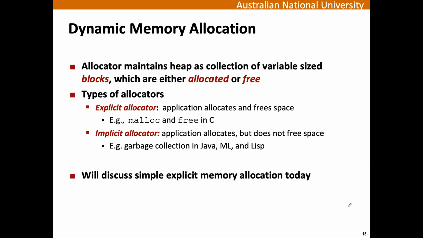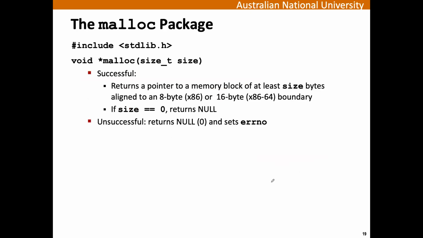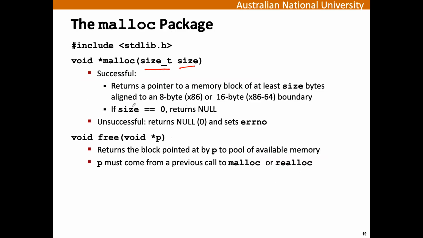We will mostly talk about explicit memory allocation, and this is what your assignment is, and this is what you're doing in the labs. So malloc: there's a size_t type, which we explain in the labs. You allocate size bytes. This is the interface, and then free. So you need to implement both malloc and free. And p should be a valid pointer that comes from malloc or realloc. Realloc is when you want to change the size of the block of memory that you requested earlier.